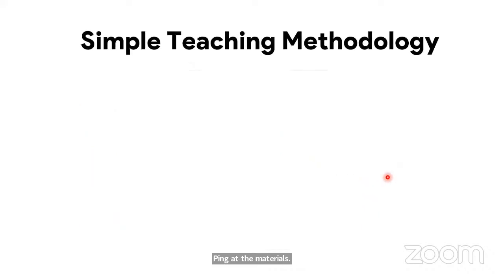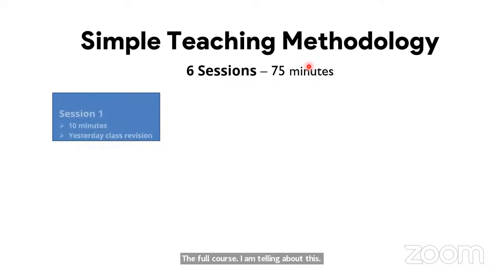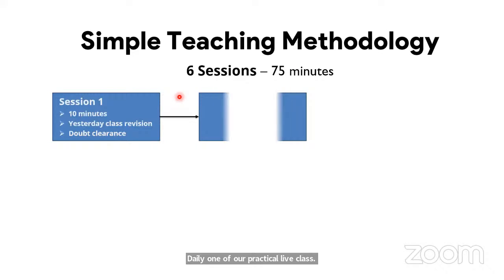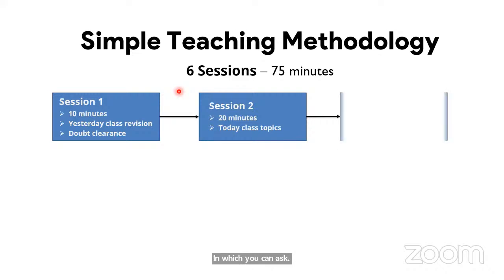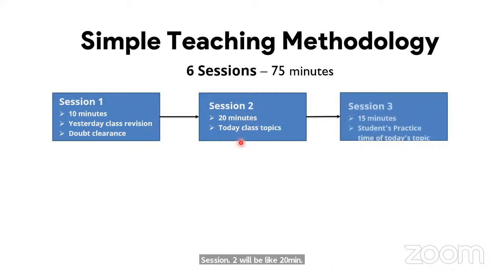Simple learning methodology is nothing but this. Once you join the course, the classes will be around 75 minutes daily, a 1 hour practical live class. We have divided that live class into 6 sessions. Session 1 will be 10 minutes, in which you can ask the trainer about any doubts from the previous day. Session 2 will be 20 minutes, in which the trainer will take today's class topics.